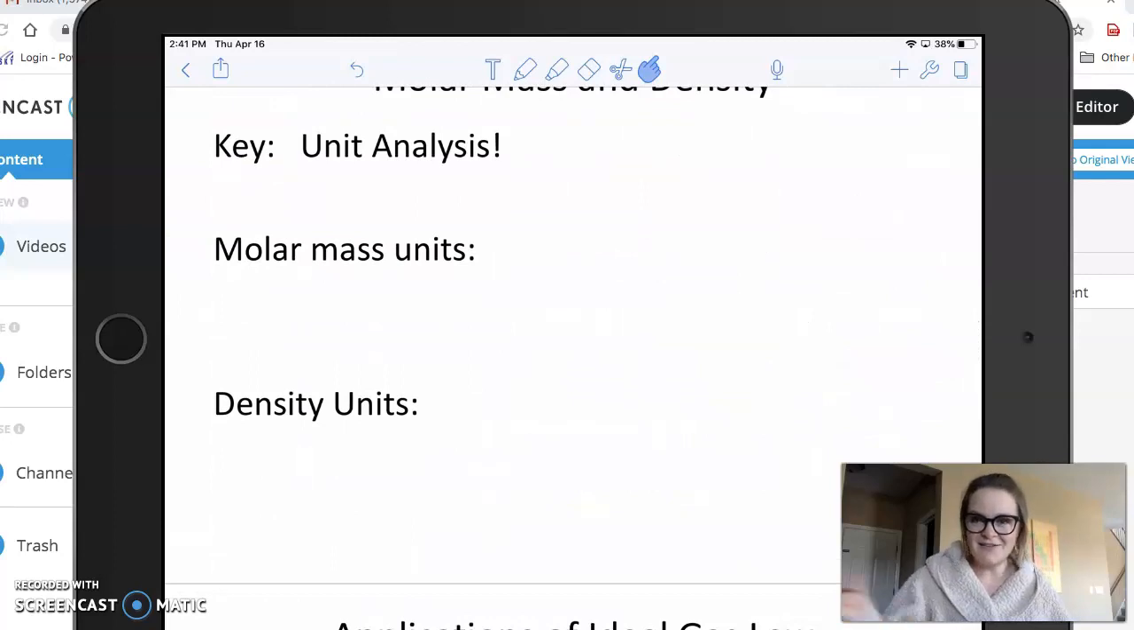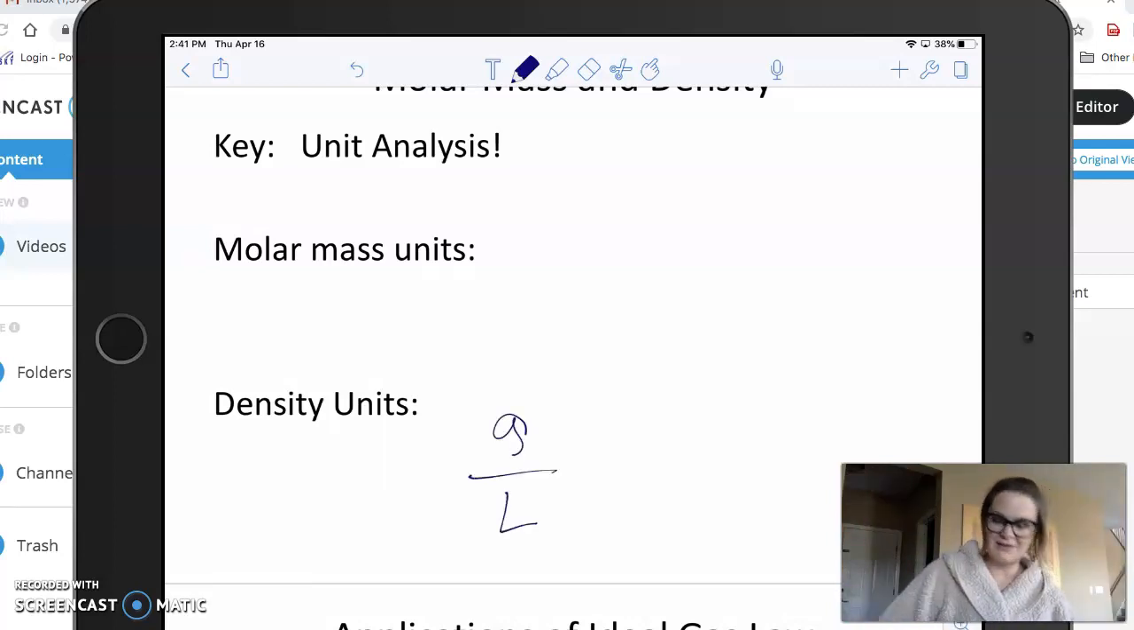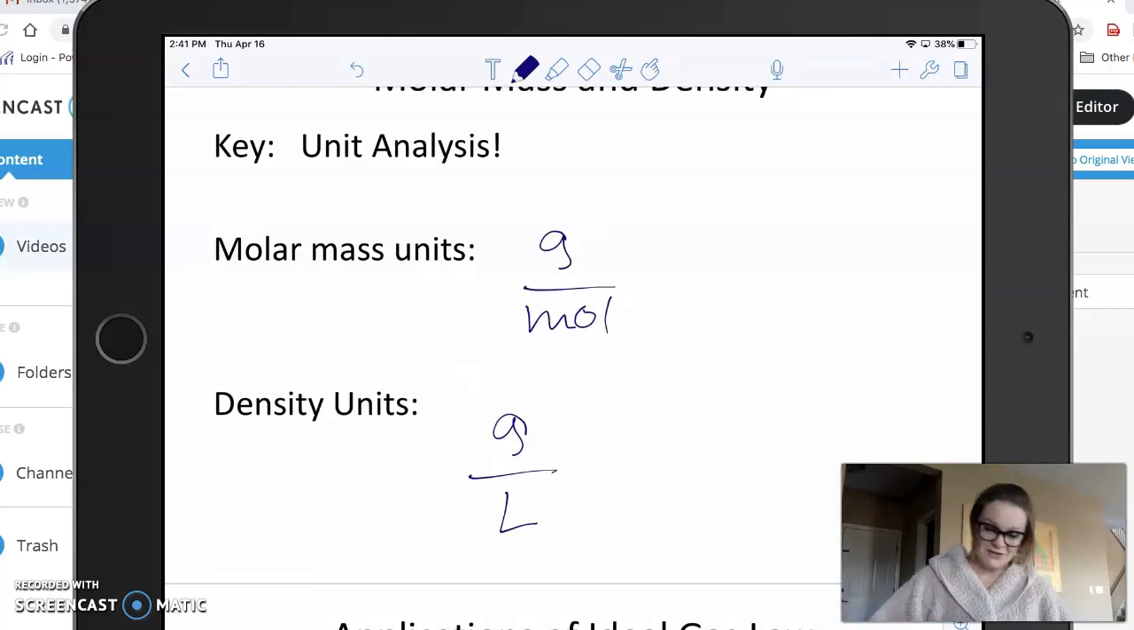We can figure out the molar mass of a gas. We can figure out the density of a gas. Density, if you remember, is mass over volume. Usually for gases, since they take up so much space, we use the units of grams per liter. And molar mass is the mass that a mole weighs, so we would write grams per mole down here. So let's try one.